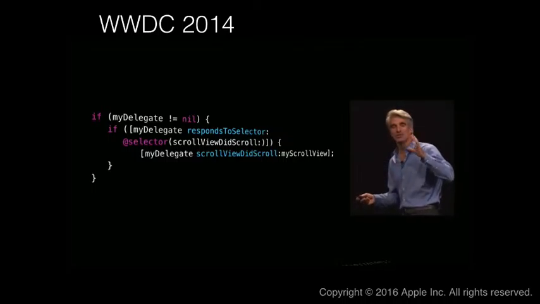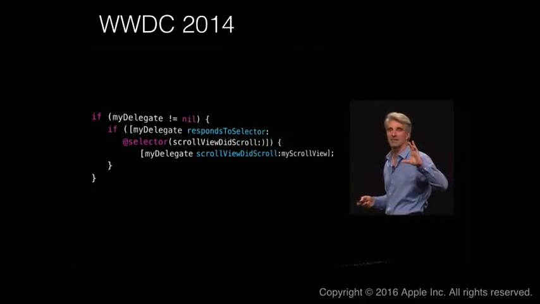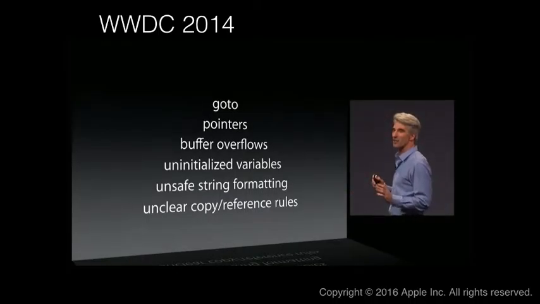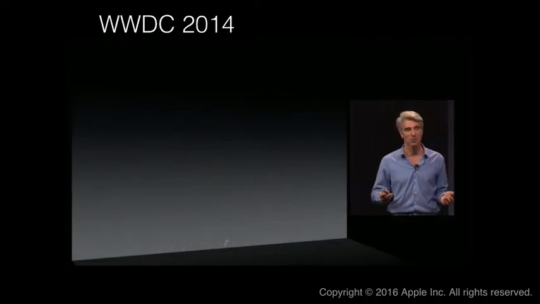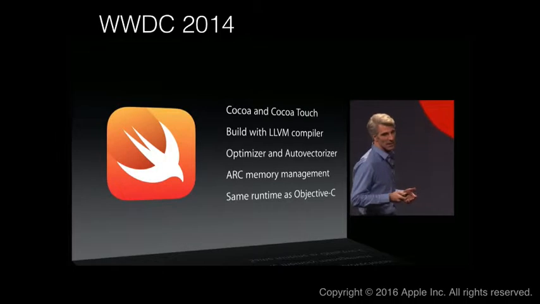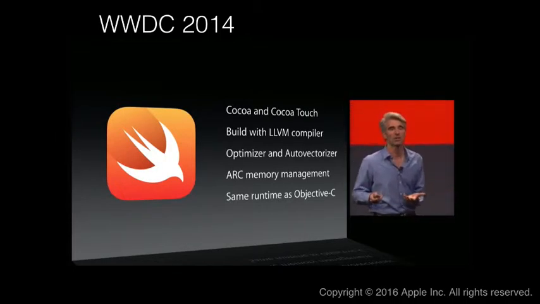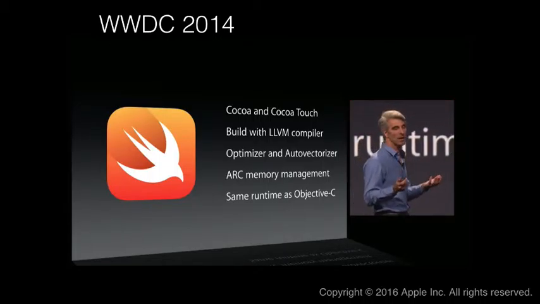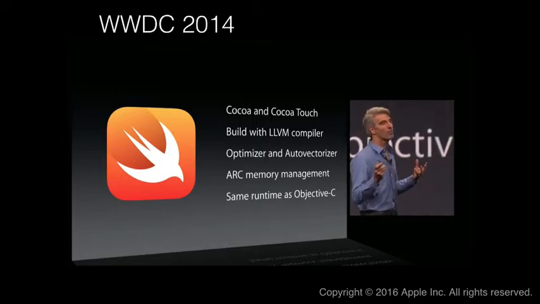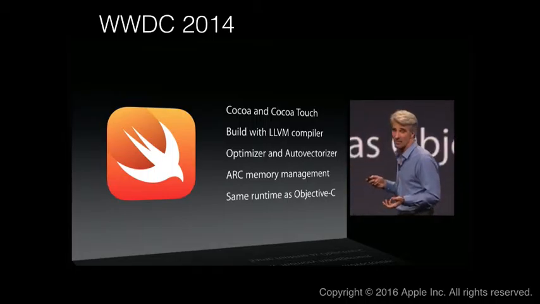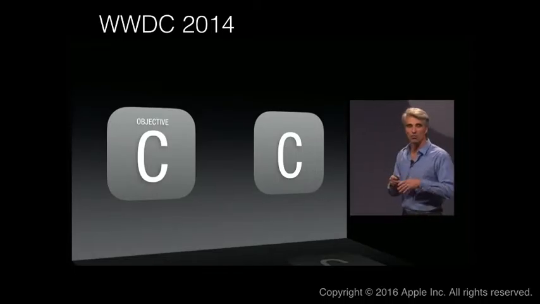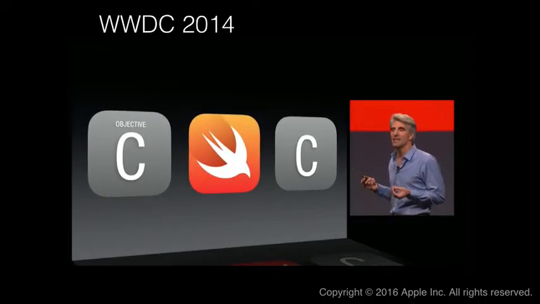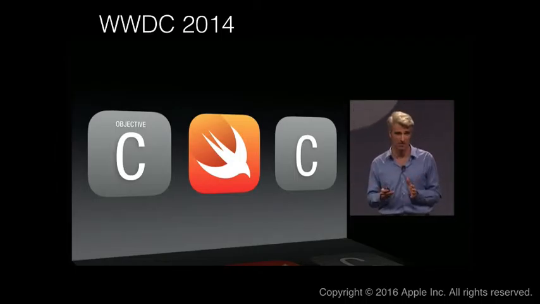With Swift, you're able to reduce a common pattern that you might see in your Objective-C code like this and reduce it to something as simple as this. And Swift defines away large classes of common programming errors. They just aren't possible. Now, Swift is completely native to Cocoa and Cocoa Touch. It's built with the same LLVM compiler as Objective-C, using the same optimizer and auto-vectorizer, and it has the same ARC memory management model and the same runtime, which means that your Swift code can fit right alongside your Objective-C and your C code in the same application.